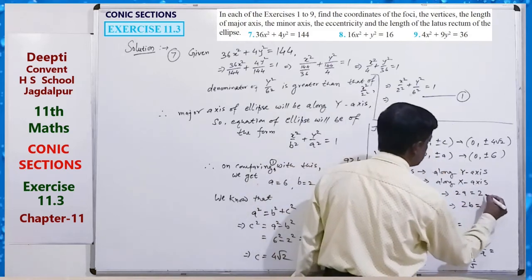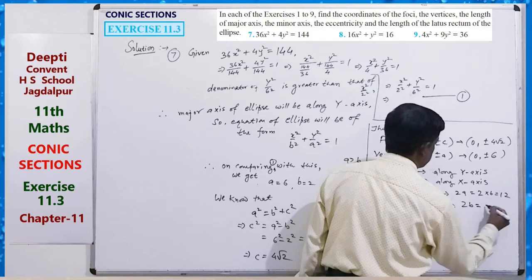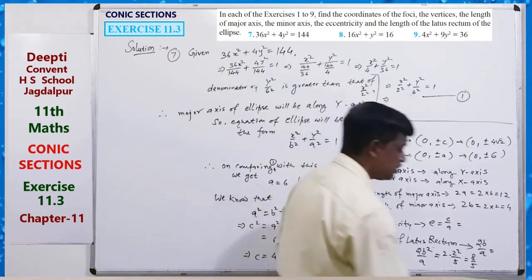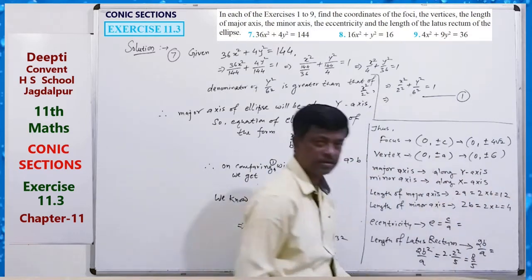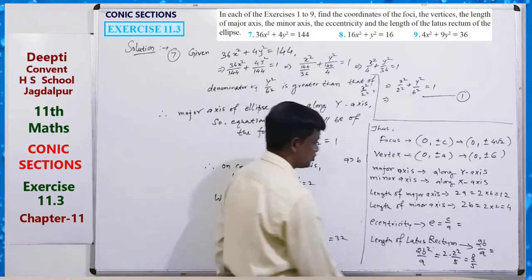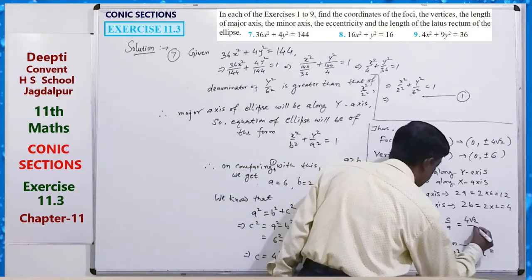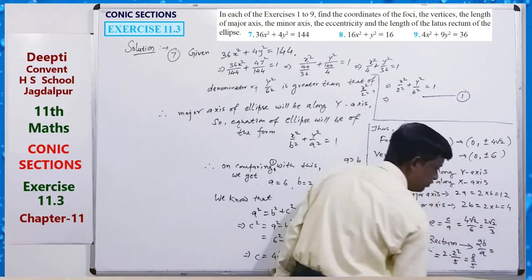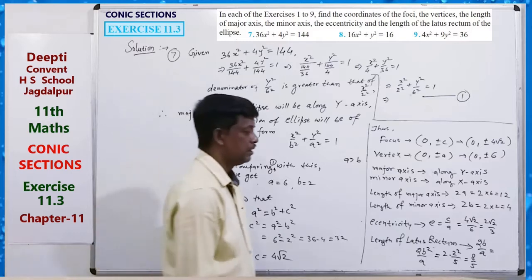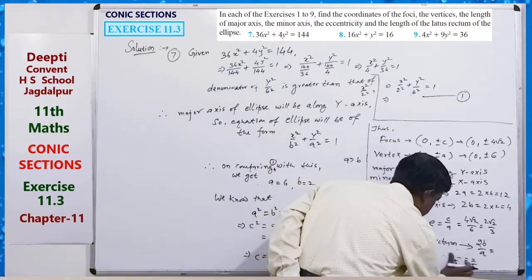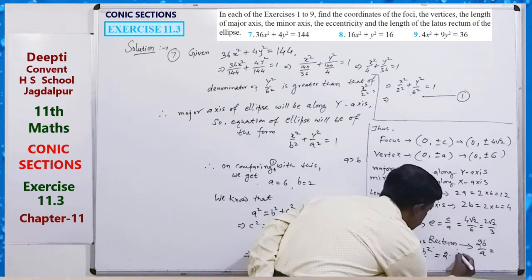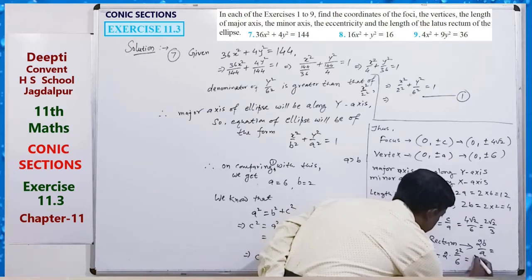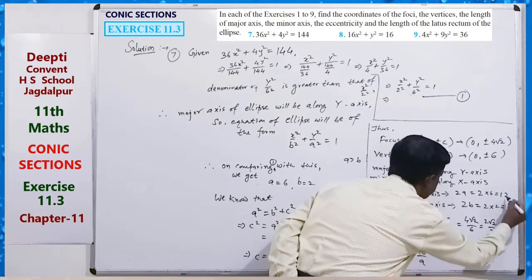The length of the major axis 2a equals 2 into 6 equals 12, and the minor axis 2b equals 2 into 2 equals 4. The remaining values: eccentricity is c upon a, which is 4 root 2 upon 6, so 2 root 2 by 3. The latus rectum is 2b square upon a, which is 2 into 2 square upon 6, so 4 by 3. So these are the answers.